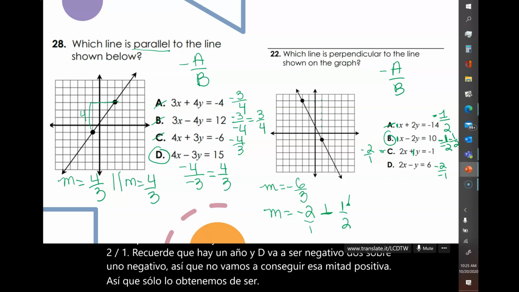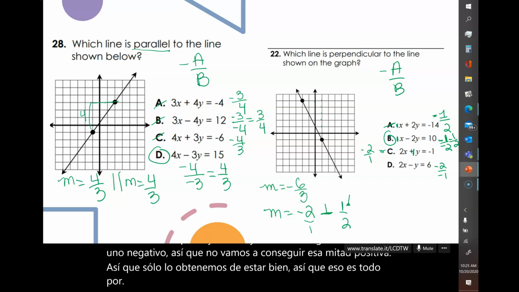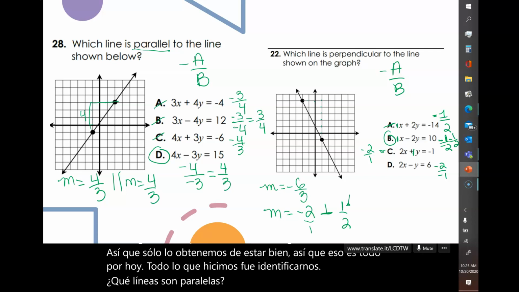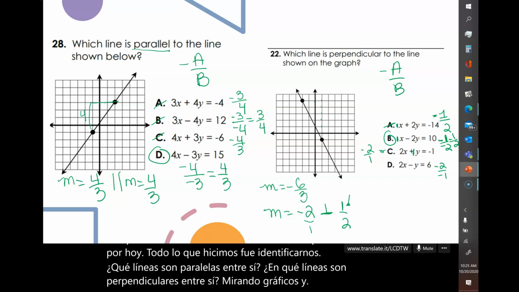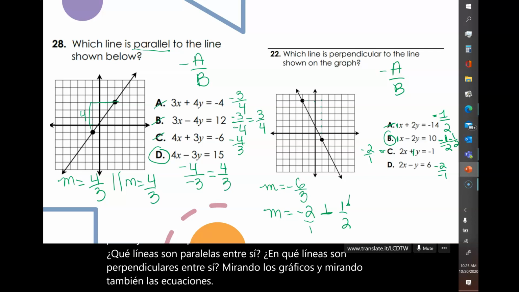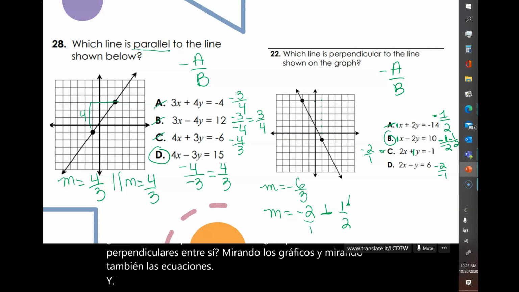All right, so that's all for today. All we did was identify which lines are parallel to each other and which lines are perpendicular to each other by looking at graphs and also by looking at the equations. Okay, so all we have to do is find their slopes.